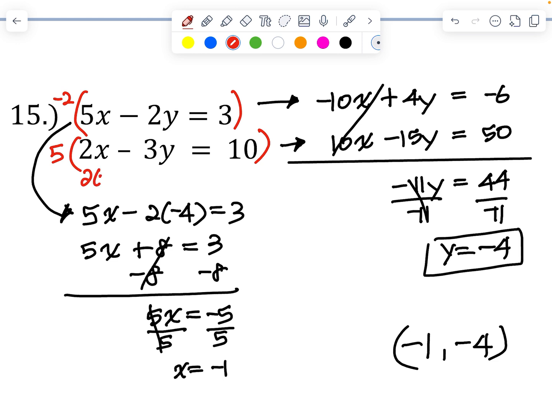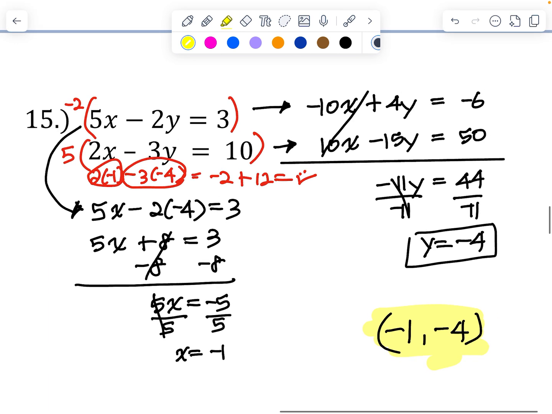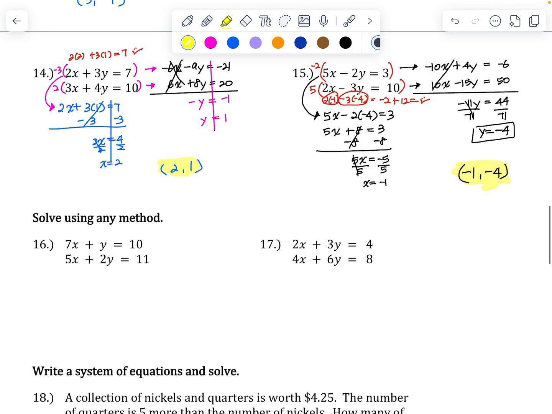So 2 times -1 minus 3 times -4. That's -2 plus 12. So I do get the happy check. Huh. Okay, so I got the correct answer, except I don't know what the mistake was in the beginning, but here's my correct answer. Yay, it works. Hippie hooray. Okay, right, next one.